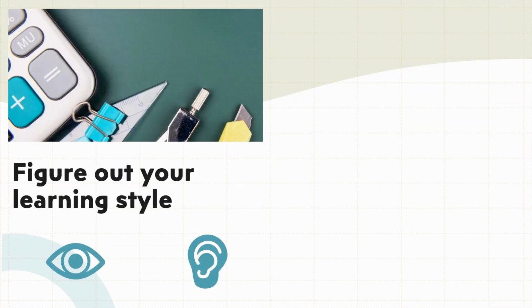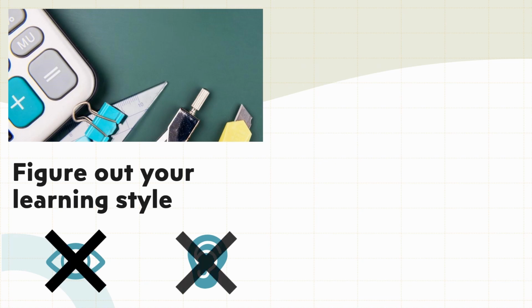Section 2 is figuring out your learning style. By this, I don't mean whether you're a visual or auditory learner, because that's something that could easily take up its own video. So what do I mean by your learning style? This is when you are most productive.